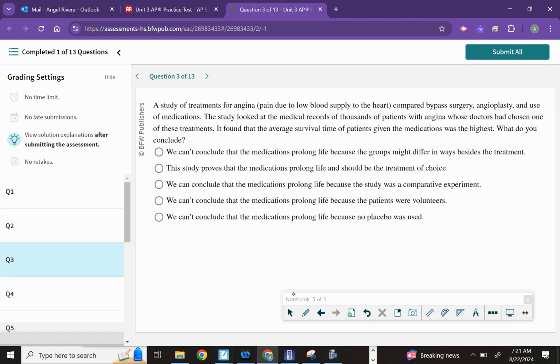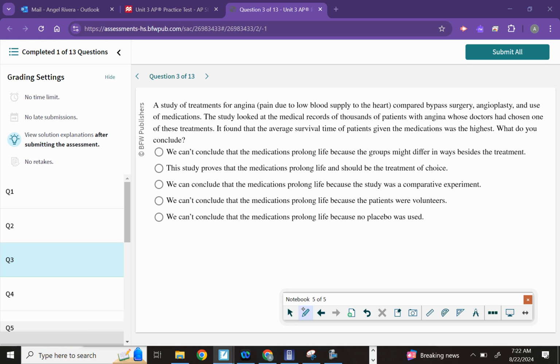A study of treatments for angina, pain due to low blood supply to the heart, compared bypass surgery, angioplasty, and use of medication. The study looks at the medical records of 1,000 patients with angina whose doctor had chosen one of these treatments. It found the average survival time of patients given the medication was highest. What do you conclude? So, first of all, some things to think about.